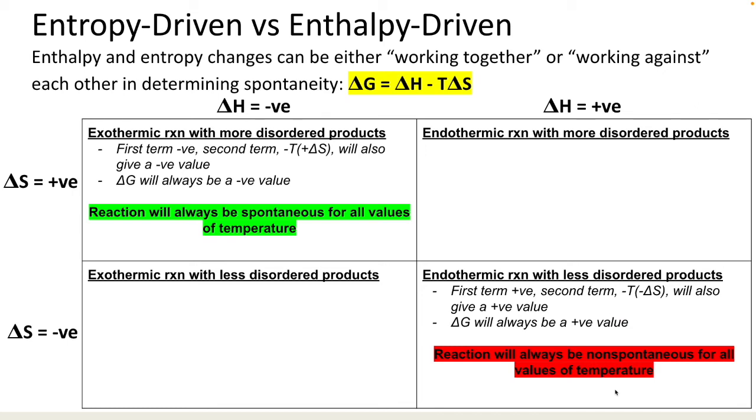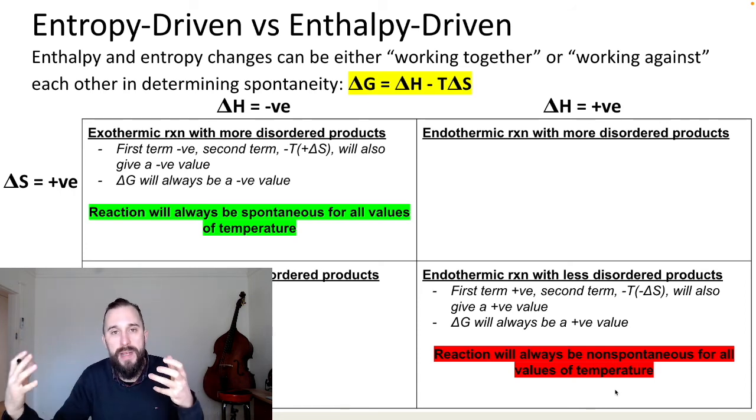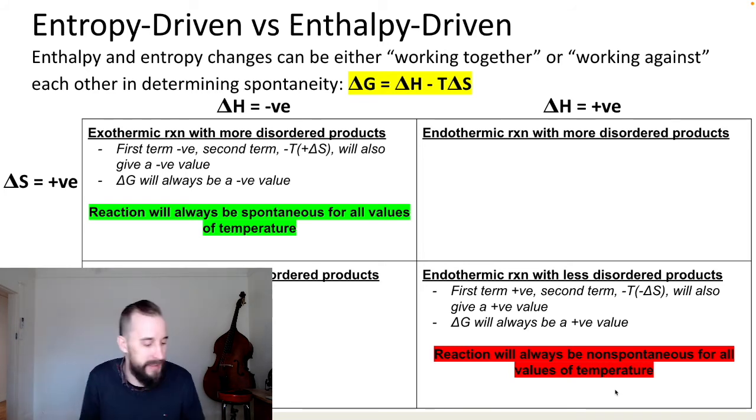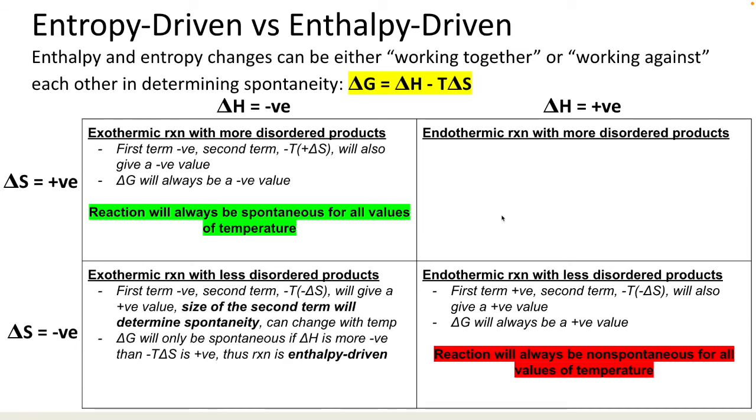Now, the other two are interesting because they can be altered by the temperature. In these two instances that are left over, the entropy and the enthalpy of the reaction have different goals, if we can personify them like that. Let's begin with an exothermic reaction that is creating less disordered products.